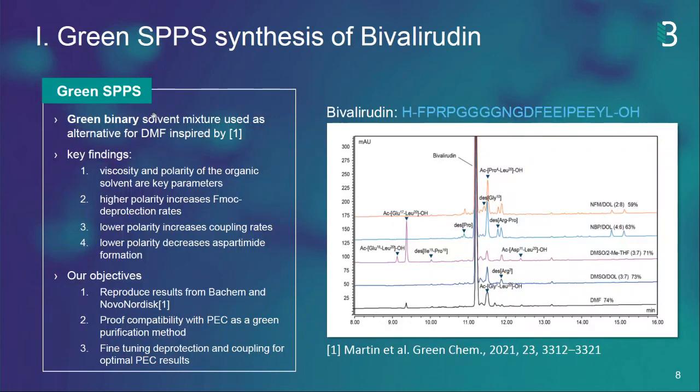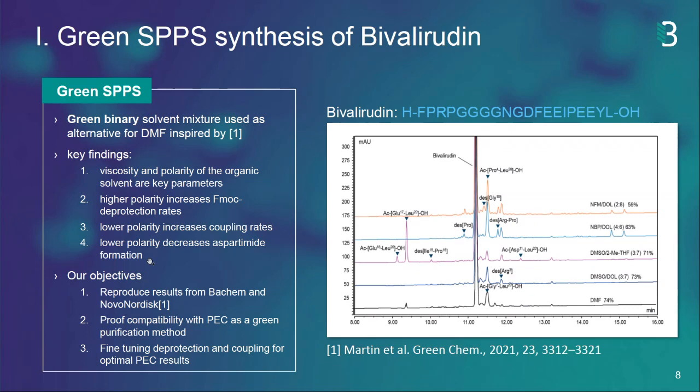The whole idea is using a green binary solvent mixture in the SPPS synthesis as an alternative to DMF. DMF is proven to be toxic, so we want to use a green binary solvent mixture. We are inspired by the Martin et al. group, published in Green Chemistry in 2021. The key findings from this publication are that solvent viscosity and polarity play a major role in the purity of the SPPS outcome. Higher polarity increases the Fmoc deprotection rate, whereas lower polarity increases the coupling rates. Lower polarity also decreases aspartimide formation.